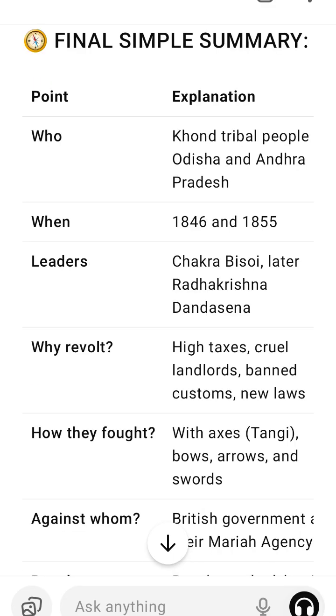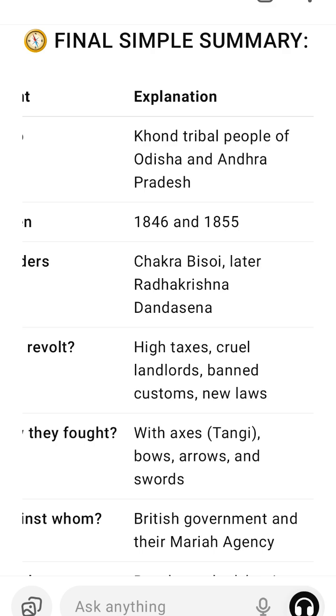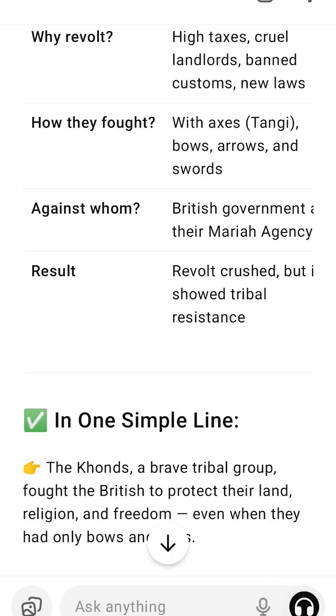Why it hurt? Imagine if someone tells you that you now have to pay rent to use your own home, which your family has lived in for generations. You would feel insulted and cheated. That's how the Kands felt.